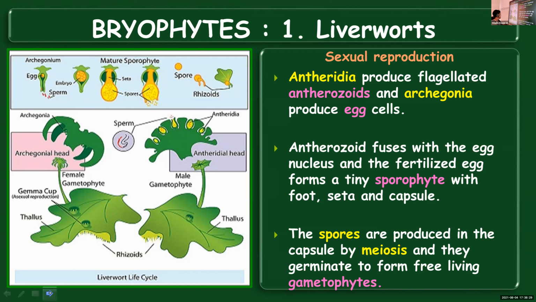I told you there are three parts: foot, seta, and capsule. It is in the capsule that the spores are being produced, and the production of the spores will take place by means of meiotic division. Only then will haploid spores be formed, and once these spores germinate, the next stage starts, that is the gametophytic phase. Once again, sexual reproduction is by means of fusion of male and female gametes.